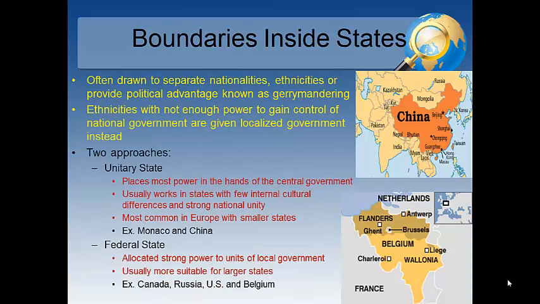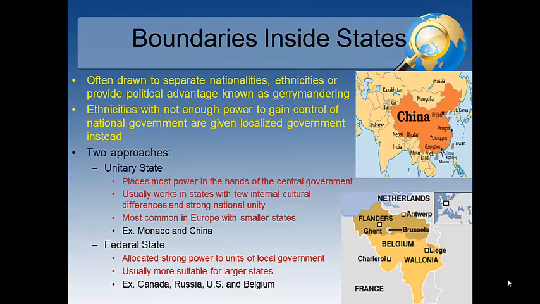Boundaries within states also occur. So these boundaries are often drawn to separate nationalities, ethnicities, and even provide a political advantage known as gerrymandering, which is actually illegal in the United States today. Now, ethnicities who don't have enough power to gain control of national government are often given localized government instead. I'll give some examples. Here are two approaches to this.